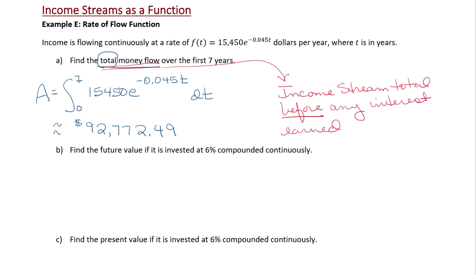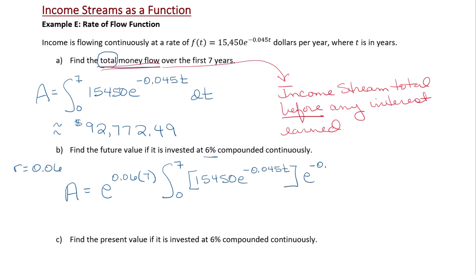In part B, we're to find the future value if it is invested at 6% compounded continuously. So again, they're giving us the R value of 6%. So our future value formula is e to the R times T. It's still over 7 years. Integral from 0 to 7 of now our function.